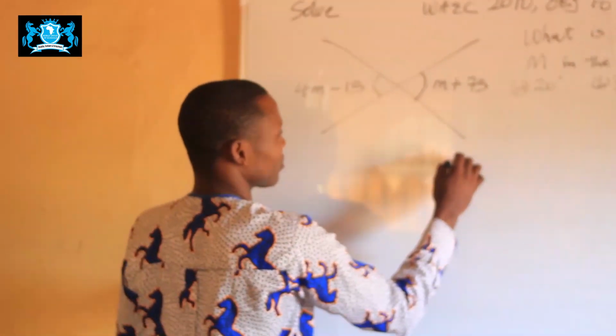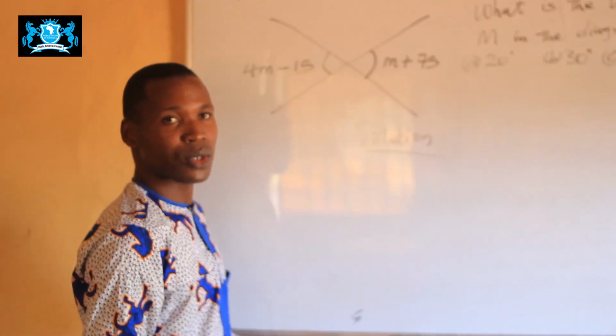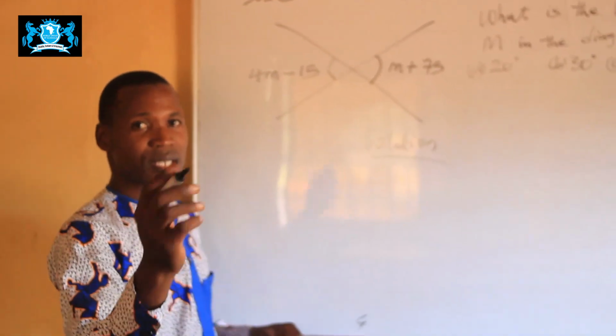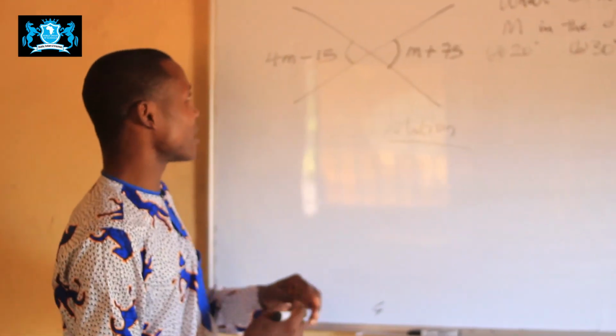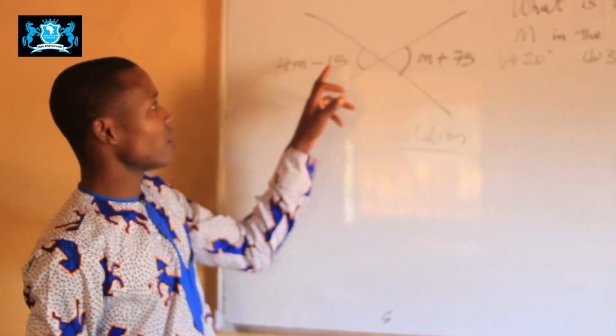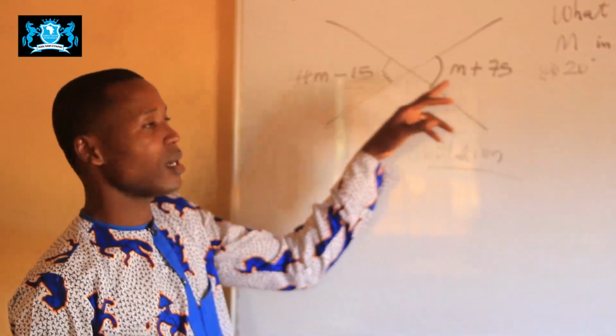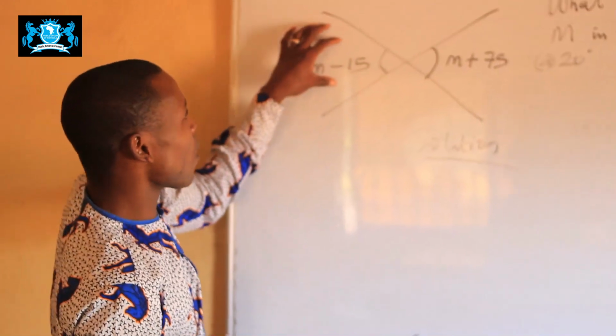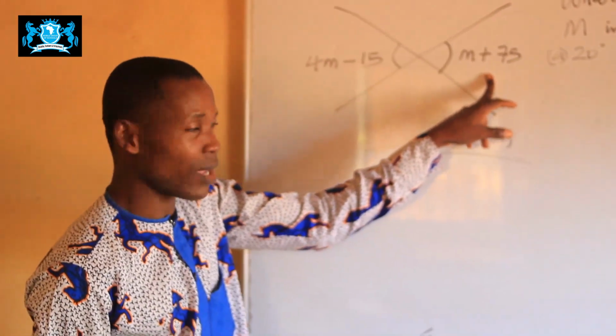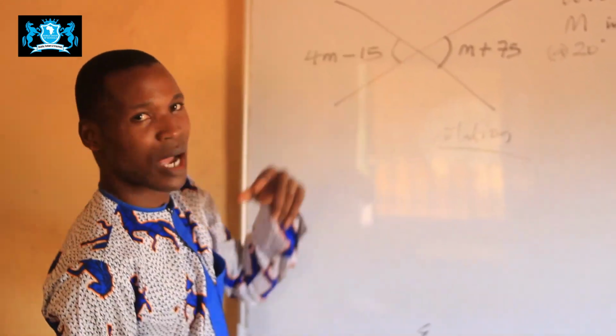Solution. The first thing you must know is that here is equal to here. Two of them are opposite. Because two of them are opposite, whatever you have here is what you have here. Whatever you have on top is what you have on top.